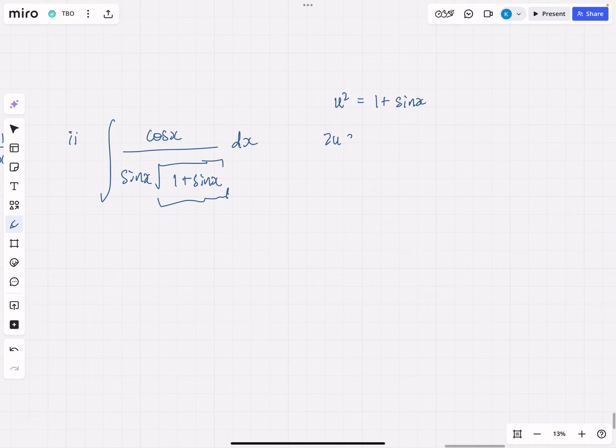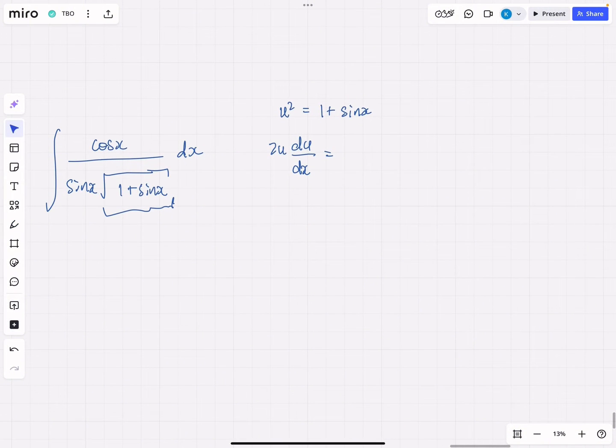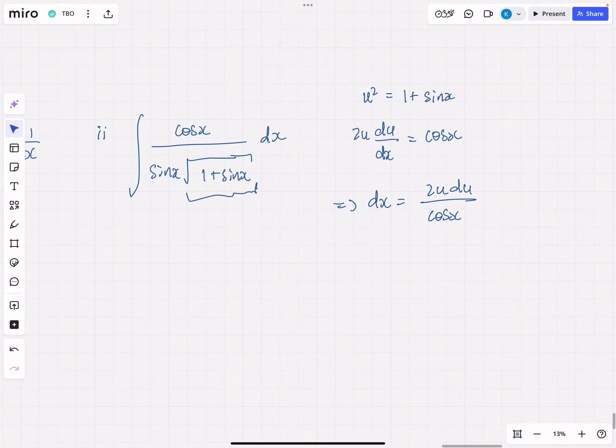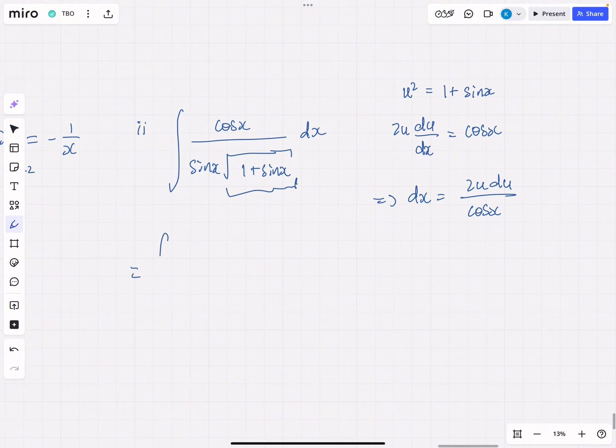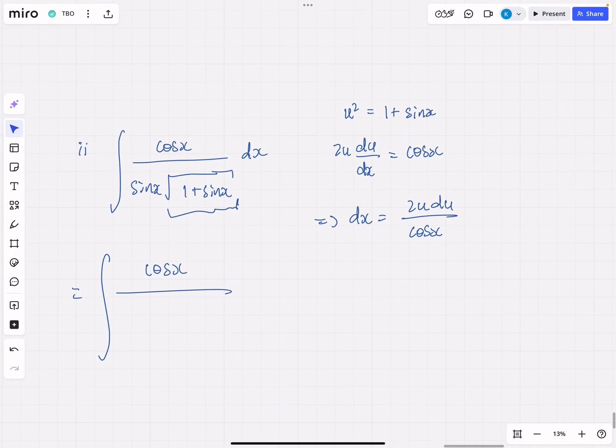That means 2u du by dx is equal to sine x differentiates to cos x, which implies my dx is going to be equal to 2u du over cos x. And that's lovely because I can see that already that my cos x is going to cancel with my cos x on the numerator. So this is going to become the integral from, oh, well, we don't have any bounds.